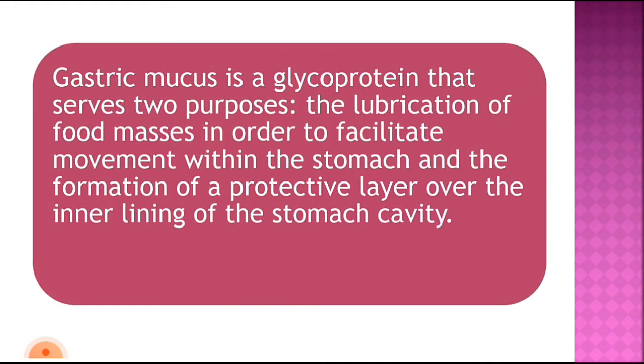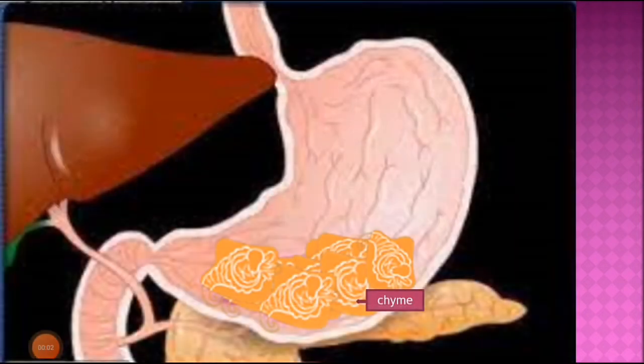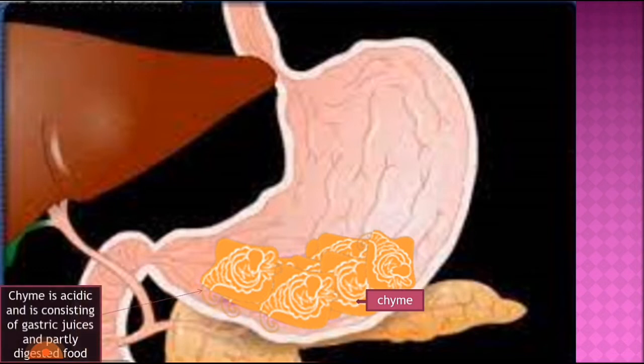The mucus present in stomach is a glycoprotein that serves two purposes: the lubrication of food masses in order to facilitate movement within the stomach, and the formation of a protective layer over the inner lining of the stomach cavity. Means it protects the stomach's inner lining from the action of acid. Food stays in stomach for 3 to 4 hours, and then finally the food gets converted into a thick liquid called chyme. Chyme is acidic and consists of gastric juices and partially digested food.